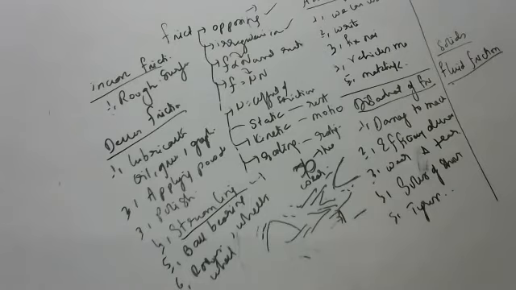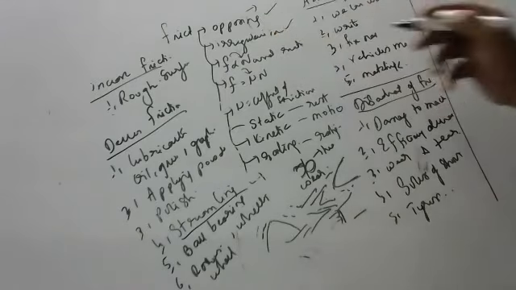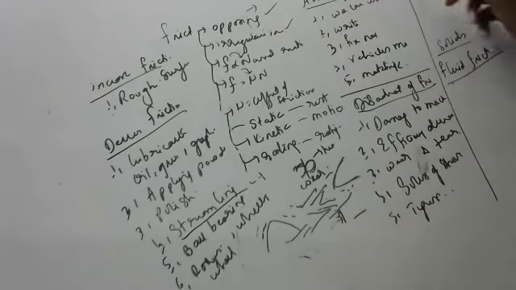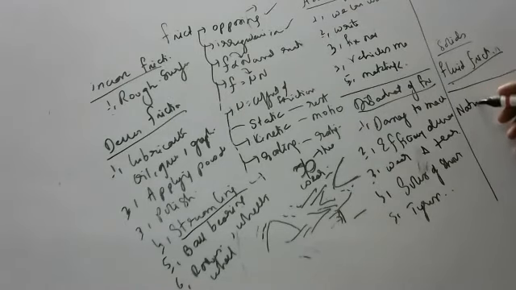Now, what are the factors on which this friction depends? That is also very important, children. Friction depends, number one, upon the nature of surfaces in contact. Okay, children, friction depends upon the nature of surfaces.